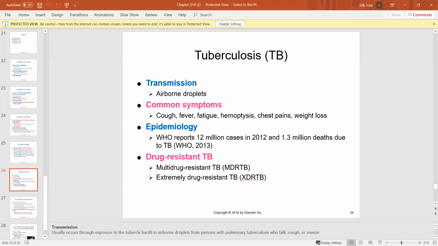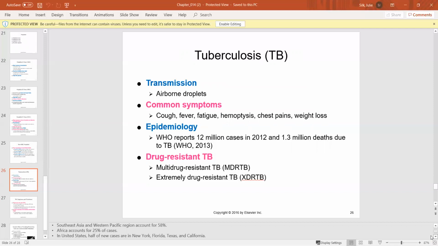The World Health Organization reports 12 million cases in 2012 and 1.3 million deaths due to TB. And there's also a drug-resistant form of it as well. Transmission usually occurs through exposure to the tuberculous bacilli in airborne droplets from persons with pulmonary tuberculosis who talk, cough, or sneeze. Southeast Asia and Western Pacific regions account for 58% of TB cases. Africa accounts for 25%. In the US, half of the new cases are in New York, Florida, Texas, and California, so they're in the bigger states.